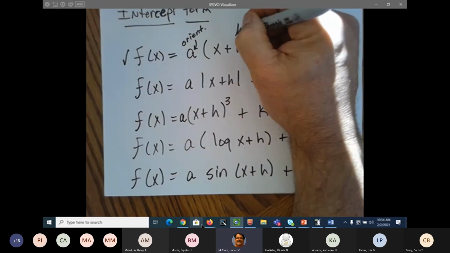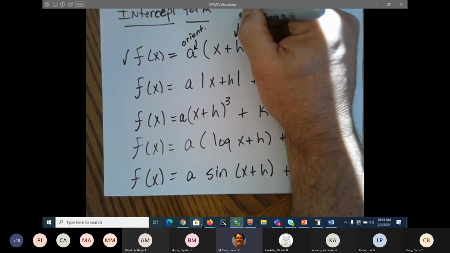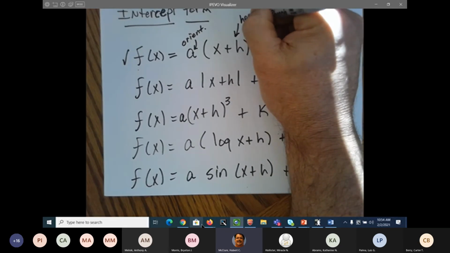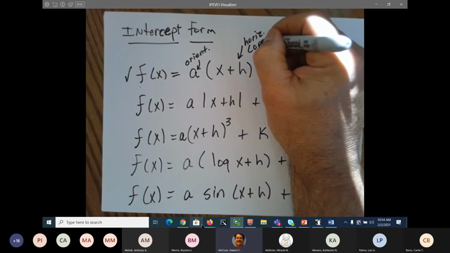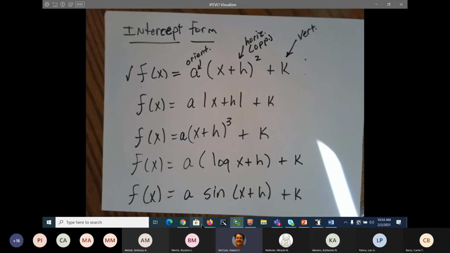H is your horizontal shift. It's always the opposite. We'll get into that in just a minute. K is always your what? Vertical shift. The horizontal shift is always the opposite. It's always the opposite. And then this, let me get a highlighter.